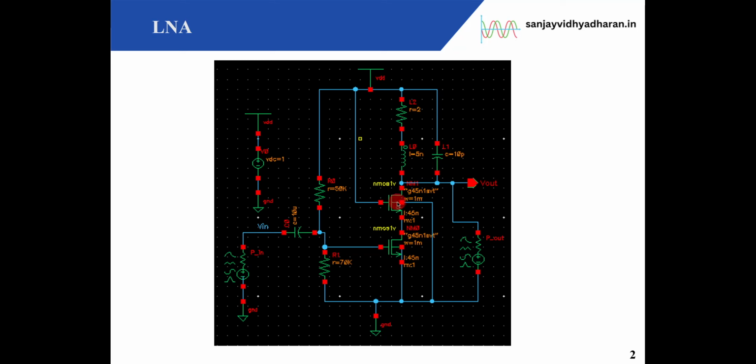I have used a cascode structure, because this is a transistor in CS configuration and this one in CG configuration, so that there is no Miller effect here. Otherwise, the Miller effect will have an enhanced capacitor at the gate of this, which will deteriorate the high frequency application. If you want to know about the cascode amplifier, you could refer to my lectures on analog IC design. These are the two resistors that have been used to bias this particular transistor.